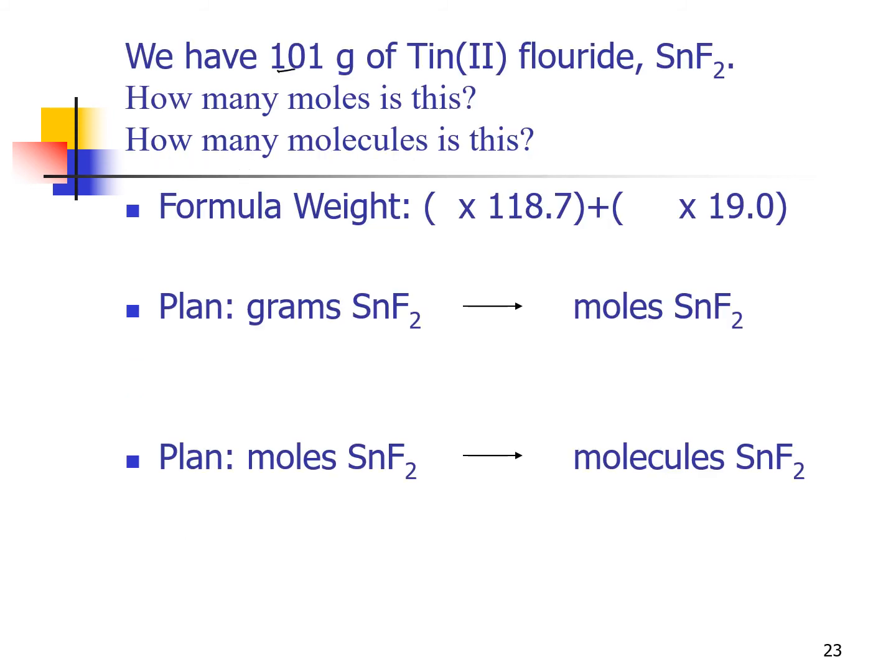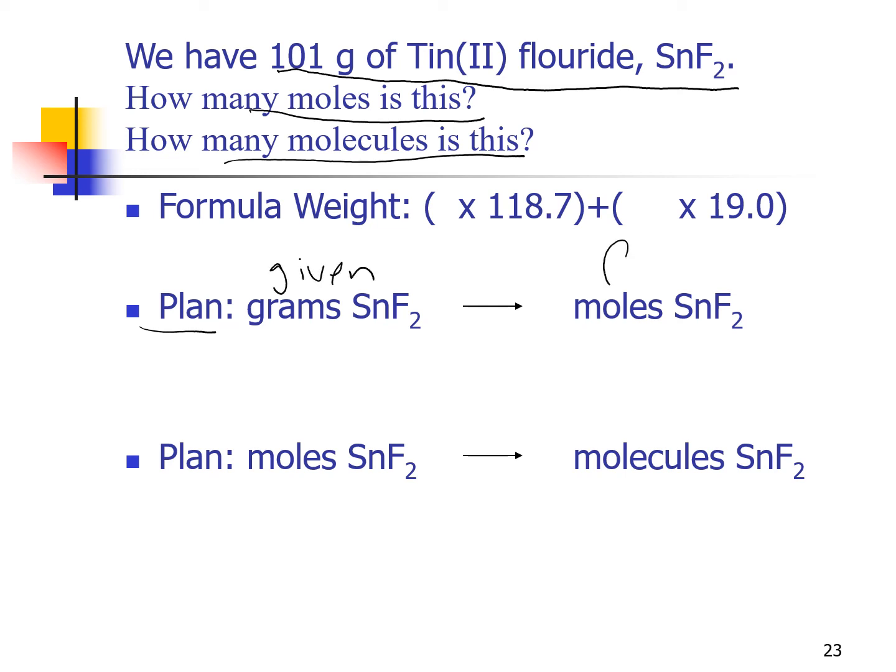We have 101 grams of tin 2 fluoride, SnF2. We want to know how many moles this is and how many molecules this is. So let's start with a plan to convert from what we're given to what we're trying to find. We are given 101 grams SnF2. We are trying to find moles. To go from grams to moles, we use molar mass.